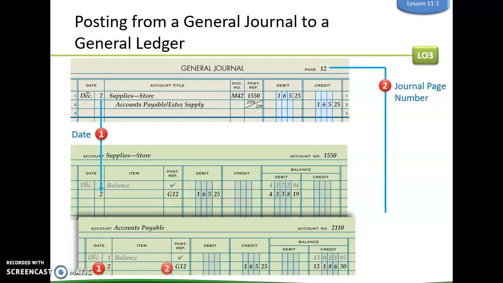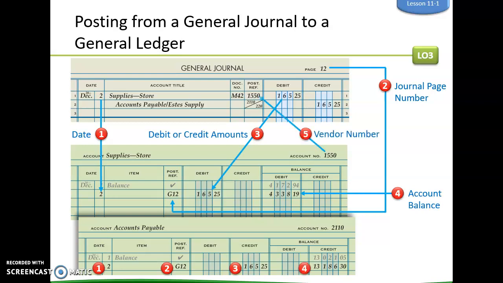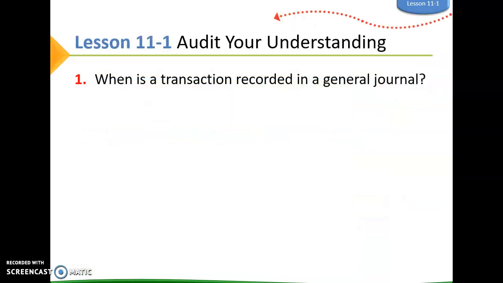So we have our date, our journal page number, the debit or credit amounts, our account balance, and then we always have to make sure we put that post reference. Again, consistency and making sure you write that, so if you leave off at the end of the day and come back the next day, you know where you've left off.